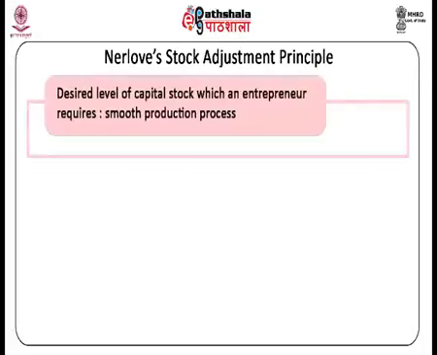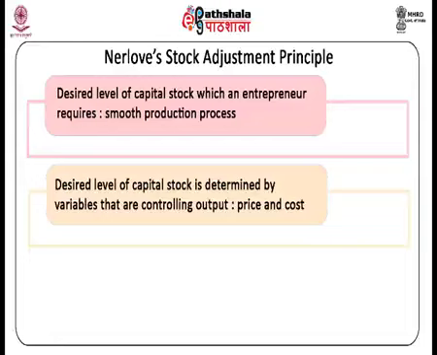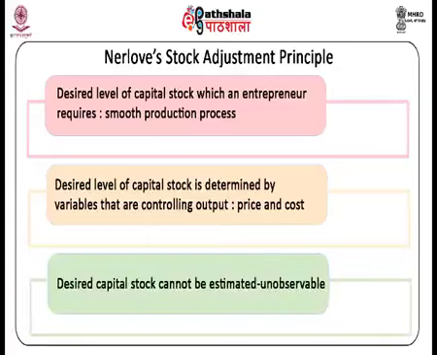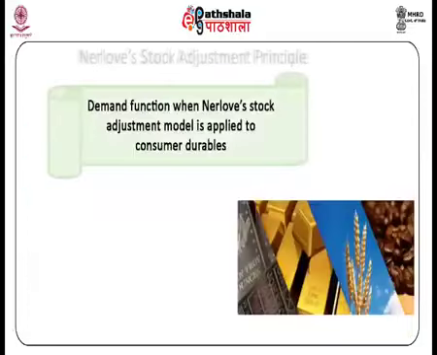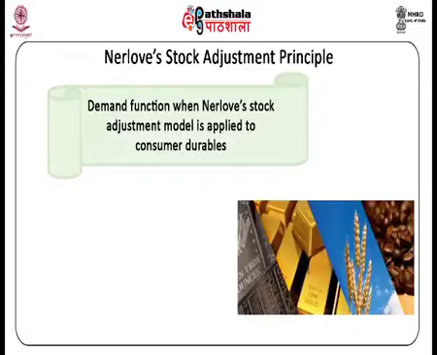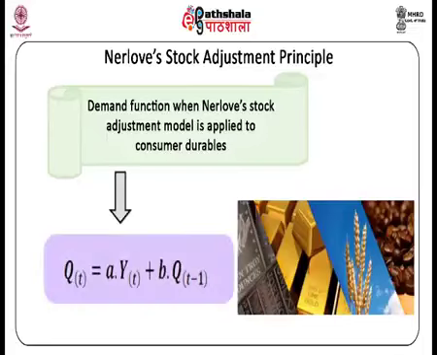This model is based on some behavioral assumptions. First, there exists a desired level of capital stock which an entrepreneur requires to have a smooth production process. Second, the desired level of capital stock is determined by the variables that are controlling the output, such as price and cost. And third, the model of desired capital stock cannot be estimated because it is unobservable. The demand function when the Nerlove stock adjustment model is applied to consumer durables can be written in the form Qt = A*Yt + B*Qt-1.